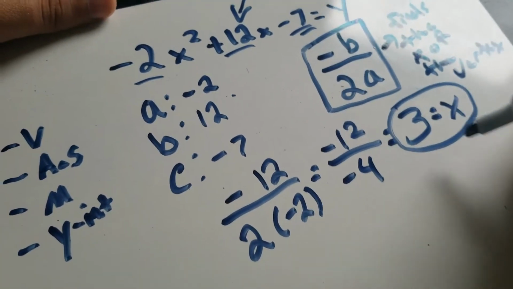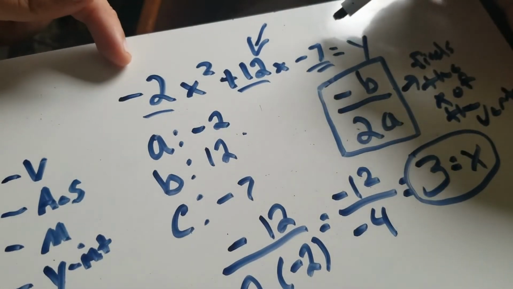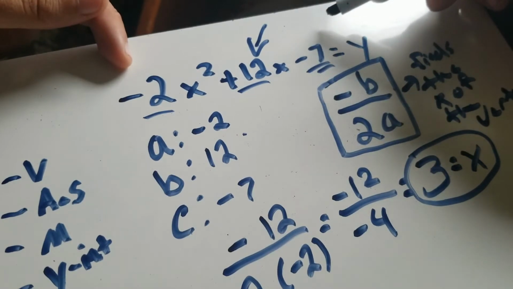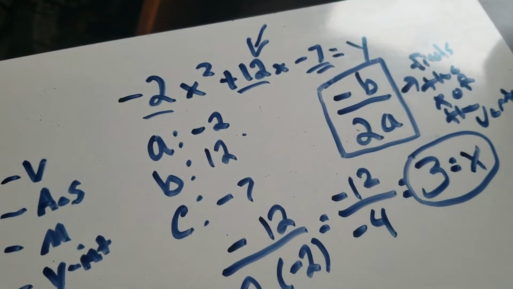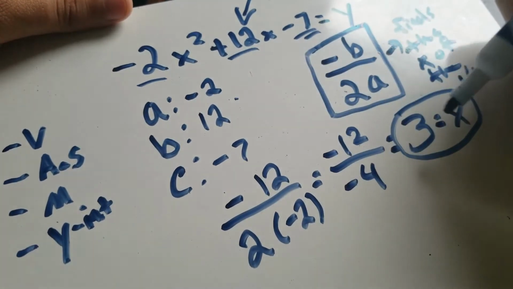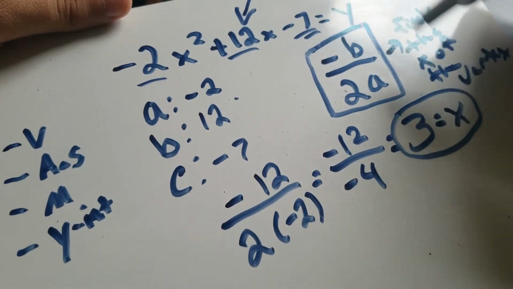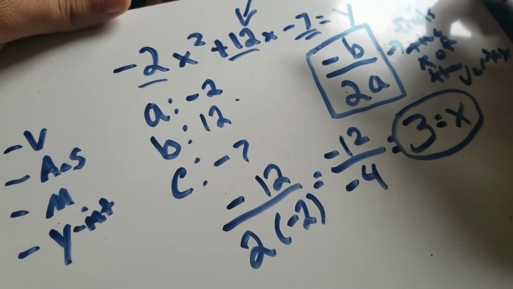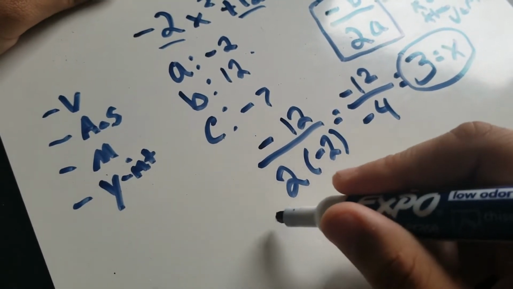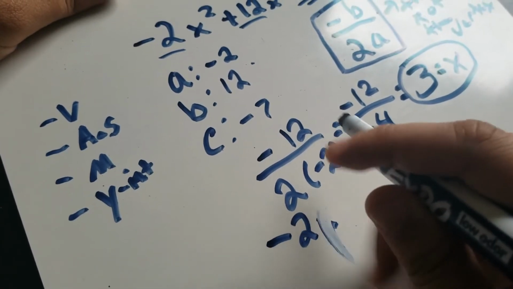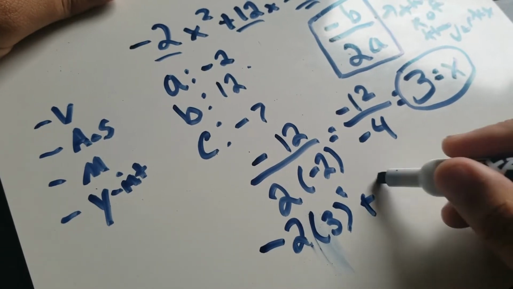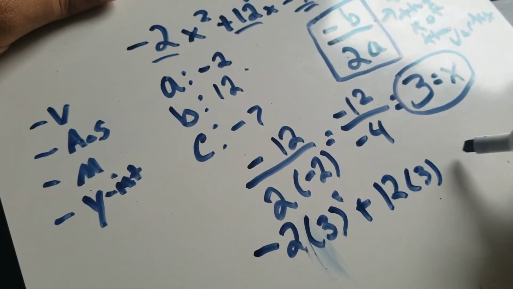Okay, now I just found an x. So think about it. This is an equation. So what can I do with this x to find the y? 3 seconds. What can I do with the x to find the y? Well, if you said plug it in, you are correct. So let's plug it into this equation. So step 3 is to plug x into our equation to find the y of the vertex. So that is -2 times 3 squared, plus 12 times 3 minus 7.